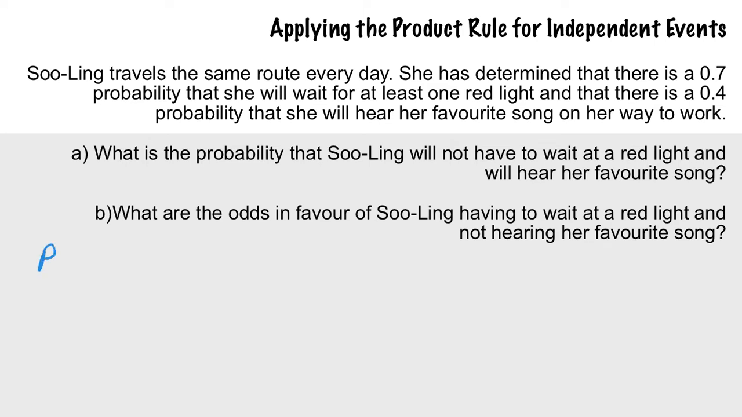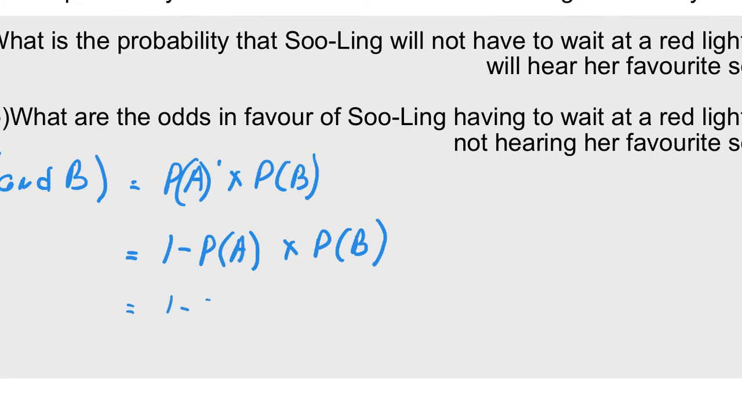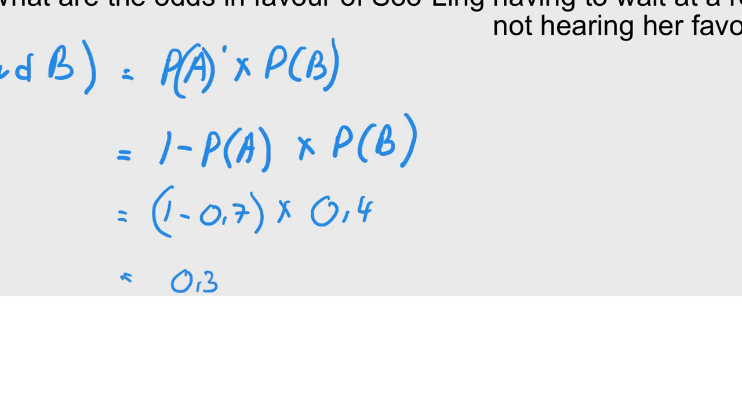So we're looking at the probability of the complement of A and B occurring. So that's the probability of the complement multiplied by the probability of B. So the probability of the complement of A would be 1 minus the probability of A actually occurring, and the probability of B is straight ahead. So in this case, it's 1 minus 0.7 multiplied by the probability of B, which is 0.4. So that's 0.3 times 0.4, which is 0.12.